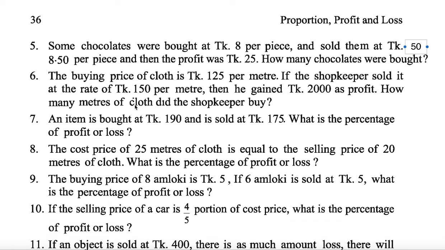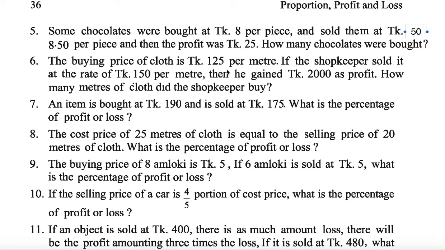That is the answer. The buying price of cloth is 125 taka per meter. If the shopkeeper sold it at the rate of 150 taka per meter, then he gained 2000 as profit. How many meters of cloth did the shopkeeper buy? Per meter it is 25 taka profit. Okay, the total profit is 2000, so the number of meters will be 2000 by 25. 25 times 4 is 100, so 80 meters is the cloth.